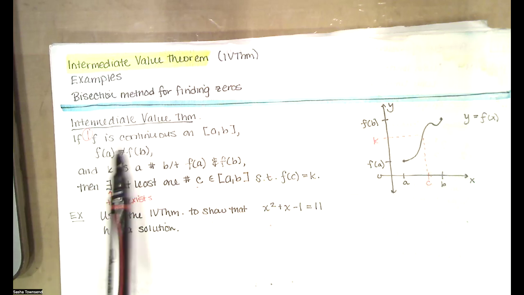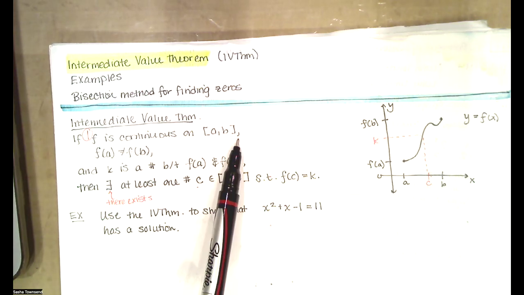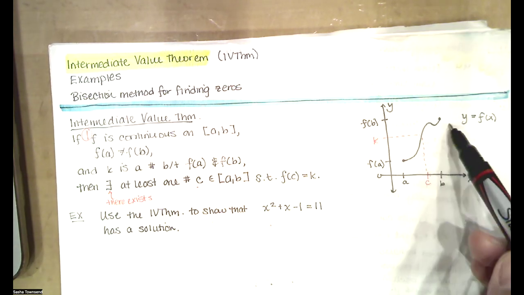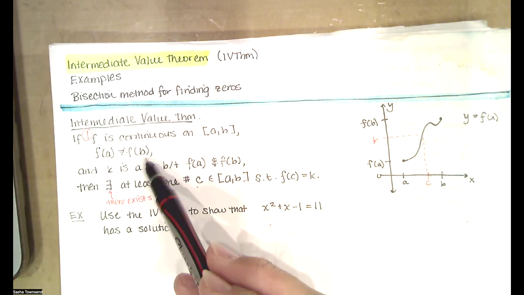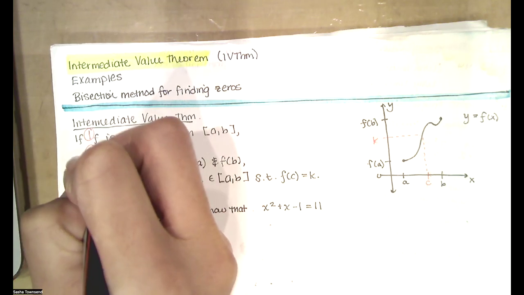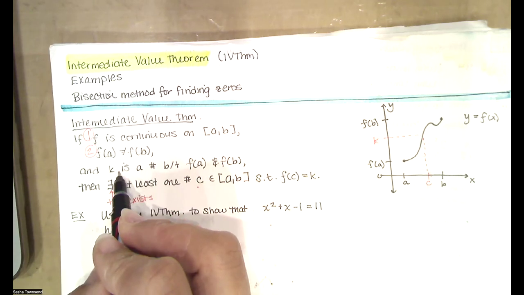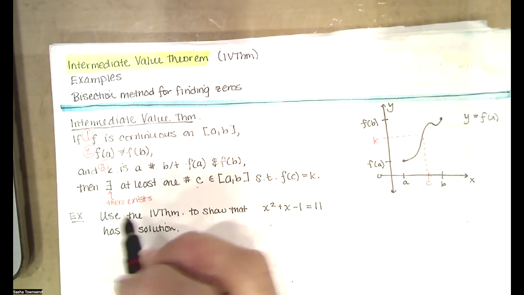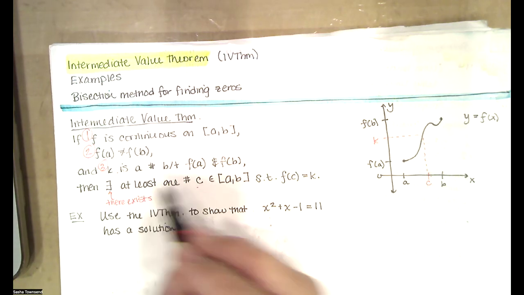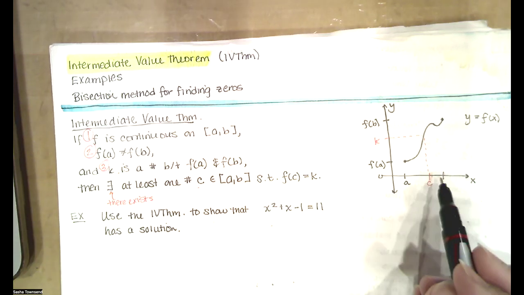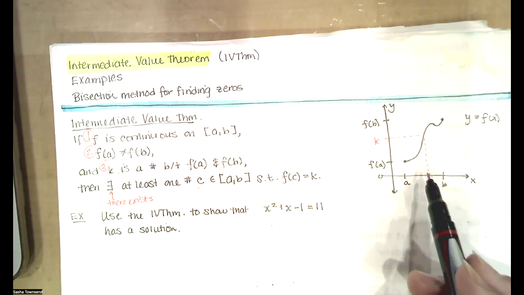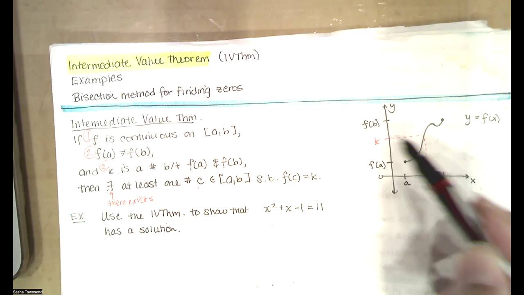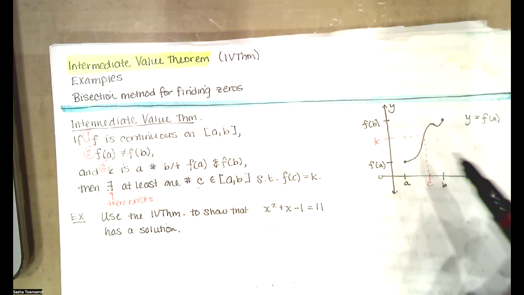It says if f is a continuous function on the interval from a to b, so we can graph the function from a, f of a to b, f of b without lifting up our pencil, and f of a is not equal to f of b, so you've got two distinct values, and k is some number in between them. So if all three of those things are true, then there's at least one number c in the interval from a to b such that f of c is equal to k. Or in other words, f of x equals k has a solution on that interval.